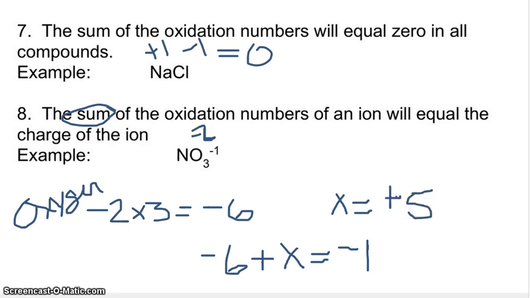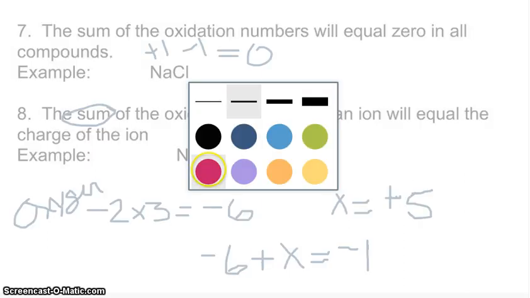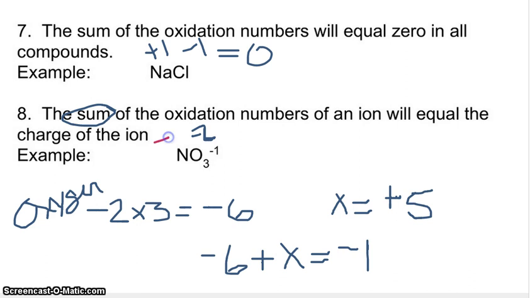So if you were to look on the periodic table and find nitrogen, you would see that one of the possibilities that it has for an oxidation state is +5. It's further down the list. It's not one of the first ones, but it is a possible oxidation state. So if we were to add up all of our oxidation states this way, we would get to that charge of -1.